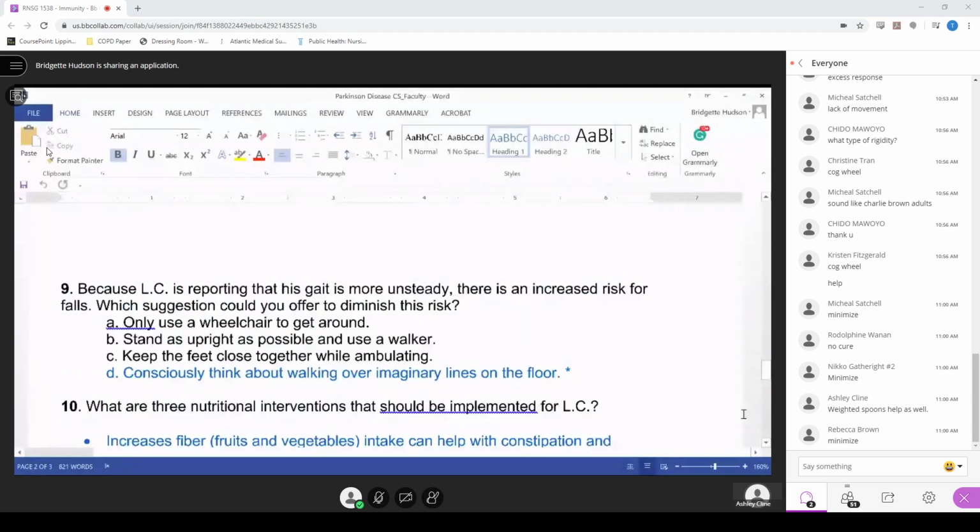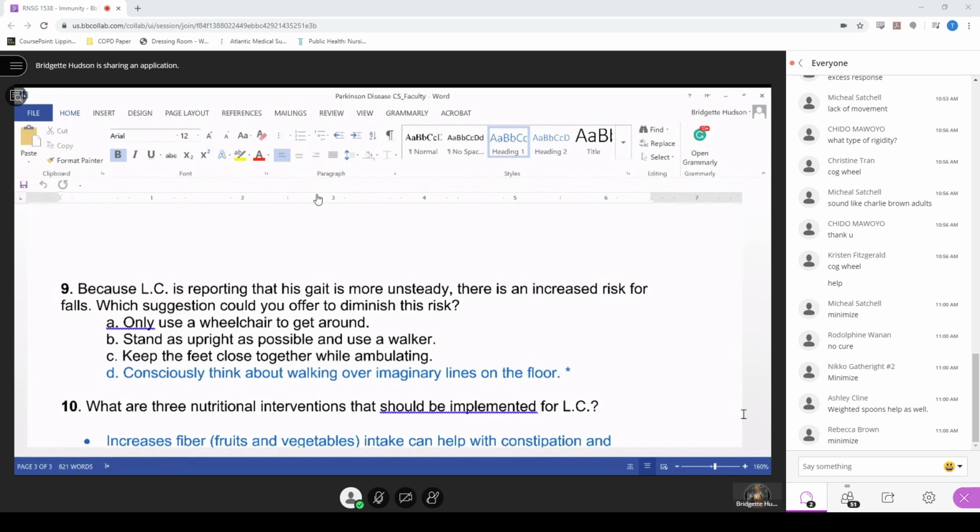All right, so LC is reporting that his gait is more unsteady. There's an increased risk of falls. Things you can do for him: yes, he has to consciously think about walking, lifting up his legs almost in a march-like formation to alleviate the shuffling gait that they also experience. There are some newer assistive devices that have a laser pointer, so when they get to that freezing point, the laser will guide them. They're also recommending that they change positions so that they don't fall.